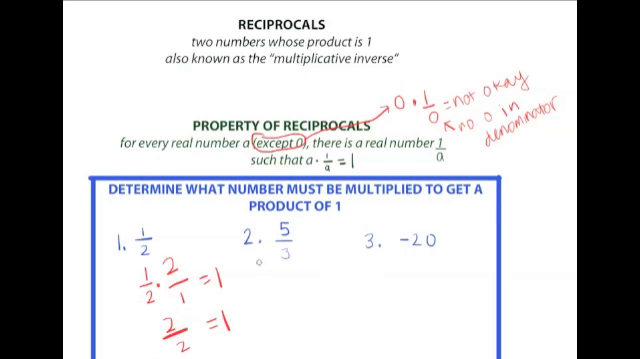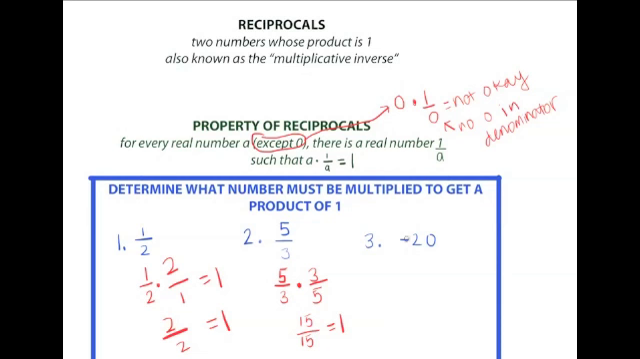Okay, let's look at number 2. A number that must be multiplied to 5 over 3. Here's my 5 over 3, and my goal is to get 1. To find the reciprocal, all you do is move this 3 up to the top, bump this 5 down to the bottom, and then we multiply across. 5 times 3 on the top is 15, 3 times 5 on the bottom is 15. Simplify it to get 1.